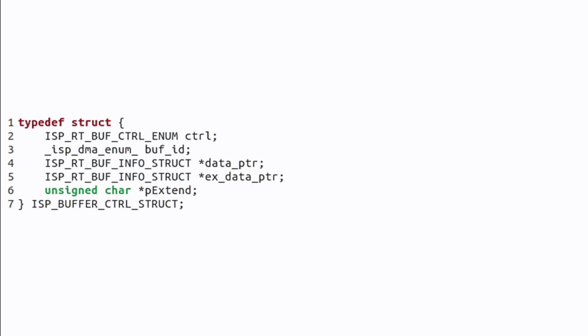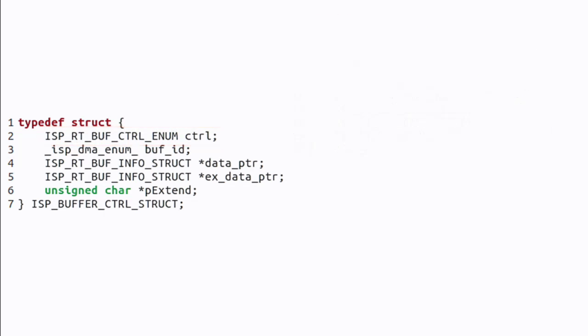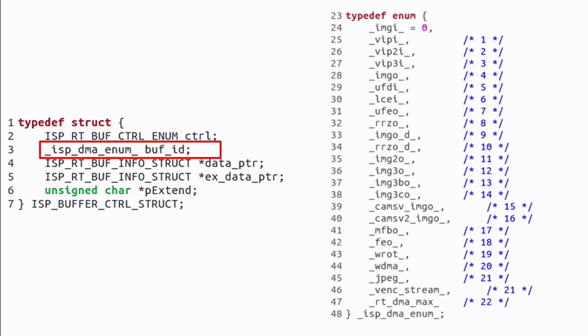So let's walk through a simple example of how this works. We have this structure, ISP buffer control struct, and we're going to go through each field one at a time and generate the elements it needs. We're first going to handle this field called control, which is just an enum. So when we generate the structure, we should pick maybe one of these enum values, or maybe something that's not in the enum to try to trigger an out of bounds. And we're going to go on. The next one is also an enum, so we're going to grab its definition as well.